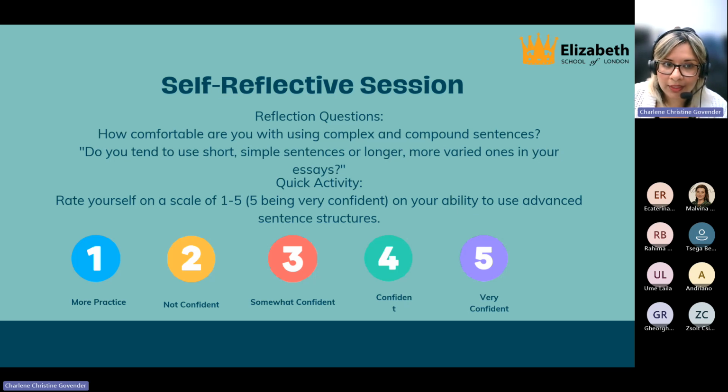Okay, so you can have a quick activity by yourself. You don't need to share it with me. You can rate yourself on a scale of 1 to 5, being very confident to not very confident on your ability to use advanced sentence structures. Okay, so you can have a think about that, and I'm going to go to the next slide. Oh, so 1, as in you need more practice. 2, not confident. 3, somewhat confident. 4, confident. And 5, very confident. I'm not sure why the T's at the bottom though.